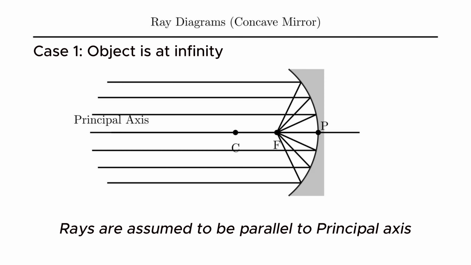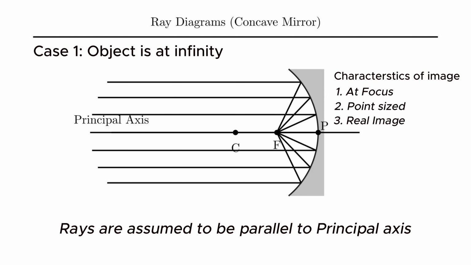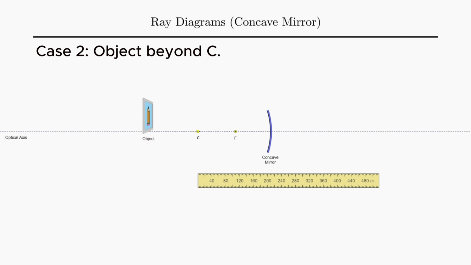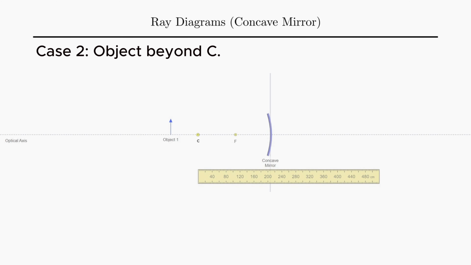It is clear from the diagram that the image is formed, number 1, at focus, number 2, is highly diminished, that is point-sized, number 3, is real, that is, it is formed in front of the mirror and can be obtained on a screen. For the next case, we will place the object beyond C, that is the center of curvature. This object can be a pencil, penguin or a star, but in ray diagrams, an upright arrow is used. For this case, 3 incident rays are shown. First parallel to the principal axis, second at pole and third at focus.